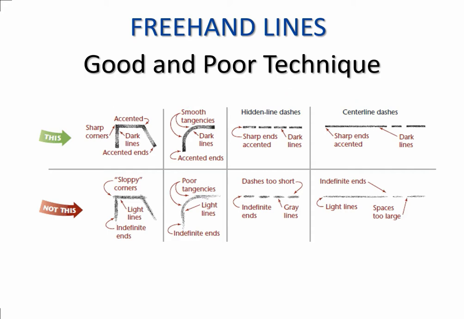In practice, this is not accepted. Sloppy corners, and this is not accepted. Indefinite ends, okay? And here also poor tangents, and here the dashes are too short. We have some areas gray, they should be all dark. And here, indefinite ends, space is too large, light lines not accepted.